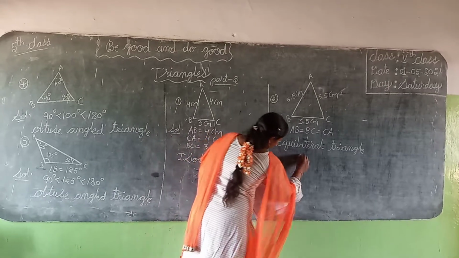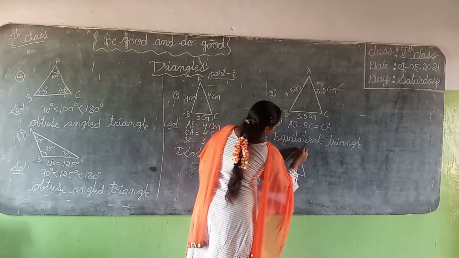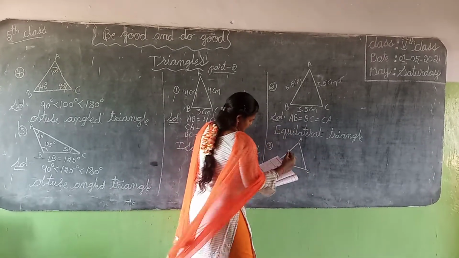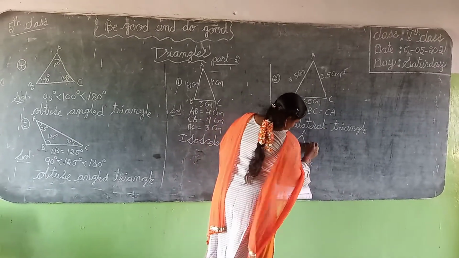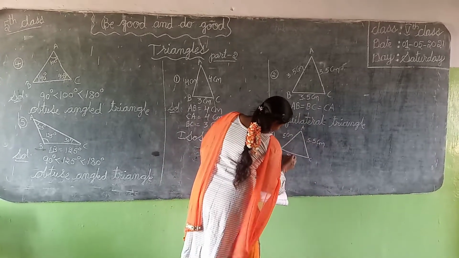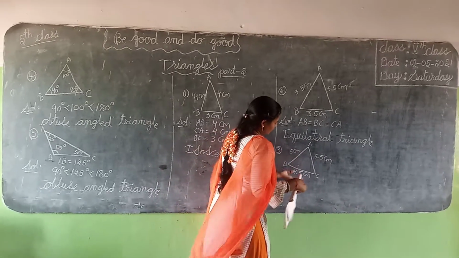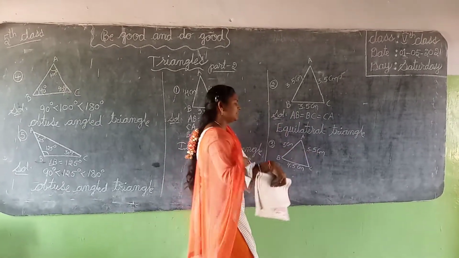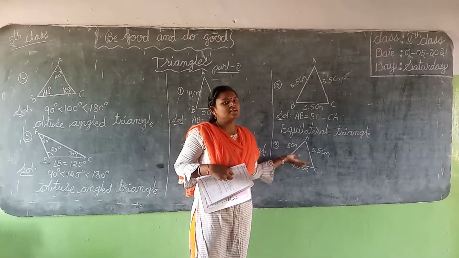Draw the third diagram also. So vertices A, B and C. In this, AB is equal to 5 centimeters, AC is equal to 5.5 centimeters, and BC is 4.5 centimeters. So AB is 5, BC is 4.5, AC is 5.5. That means three sides are different.